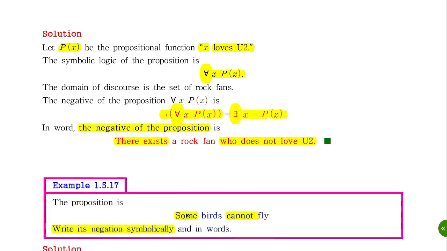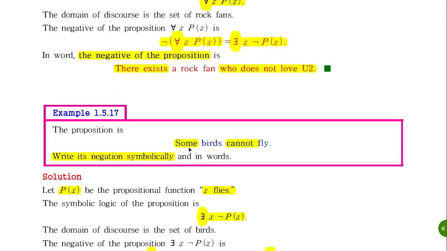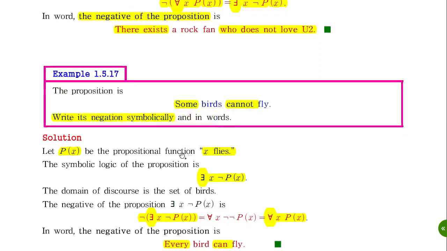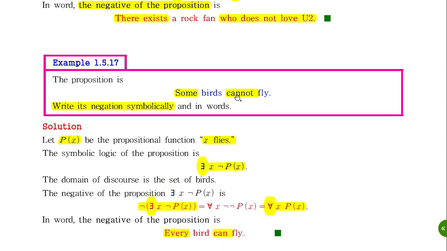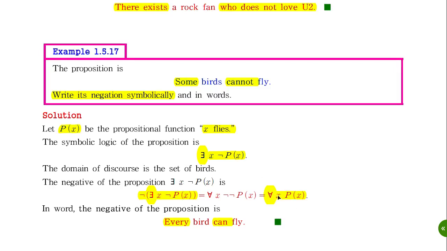One at a time. Next, the negation of this in symbolic form: some birds cannot fly. So P of x says x flies. Then this statement can be written as: there exists a bird who cannot fly. What's the negation of this? E goes to A, and the negation of the negation gives us plain. Which means every bird can fly. For all x, x can fly. So every bird can fly. That's the negation of this.